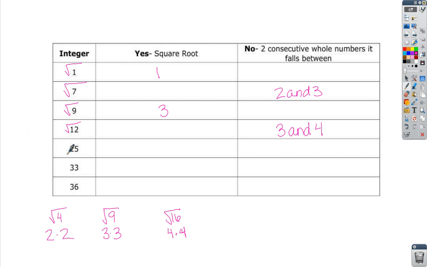Okay, so the square root of 25. What times itself will get us to 25? Well, 4 times 4, 5 times 5. 5 times 5 is 25, so yes, it will be a square root, and it's 5.